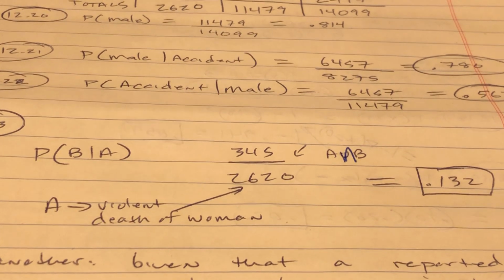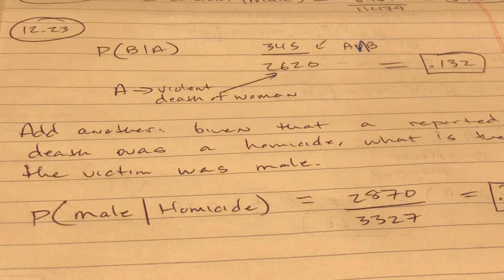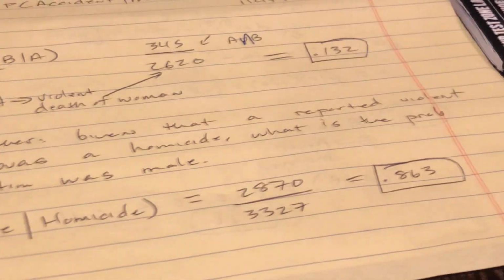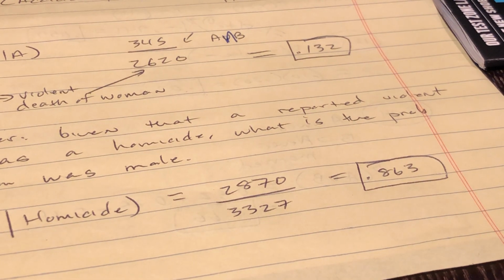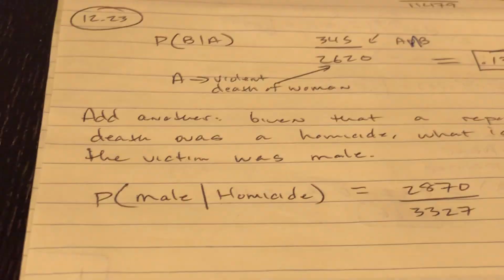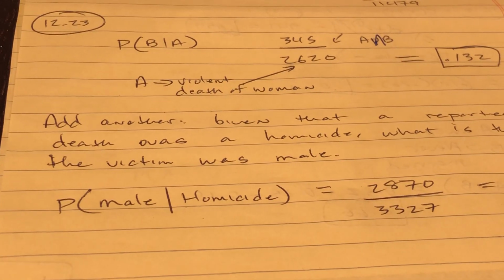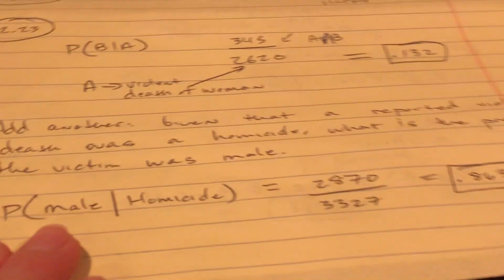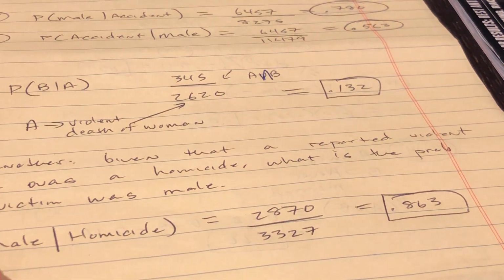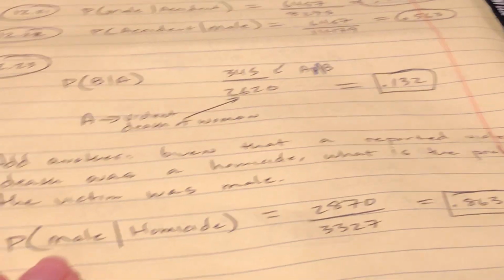Nope, I did add another. So in your notes, add another. Given that a reported violent death was a homicide, what is the probability the victim was male?